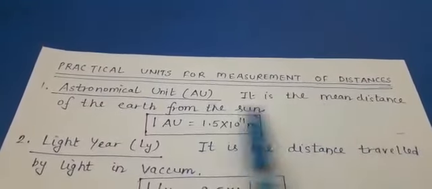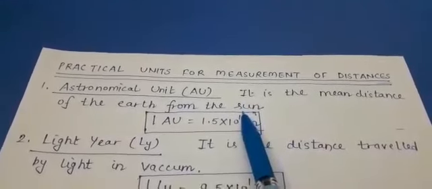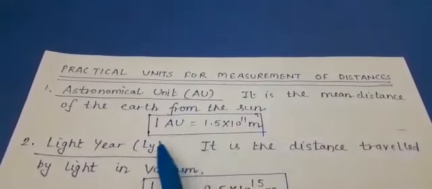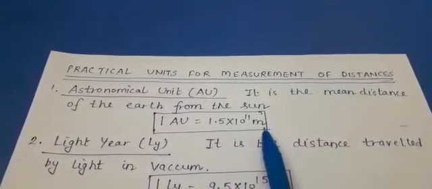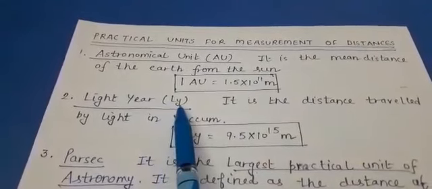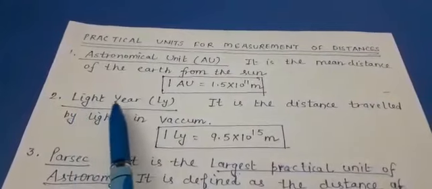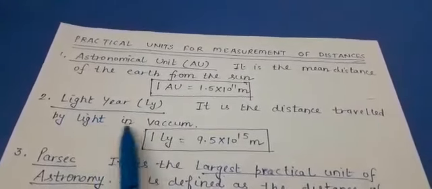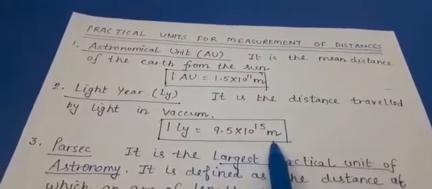It is the mean distance of Earth from the Sun. The distance between Sun and Earth is measured to be one astronomical unit, which is 1.5 × 10 raised to the power 11 meter. Second is the light year, symbol Ly. As the term indicates, it is the distance travelled by light in 1 year in vacuum. It is given by 9.5 × 10 raised to the power 15 meter.